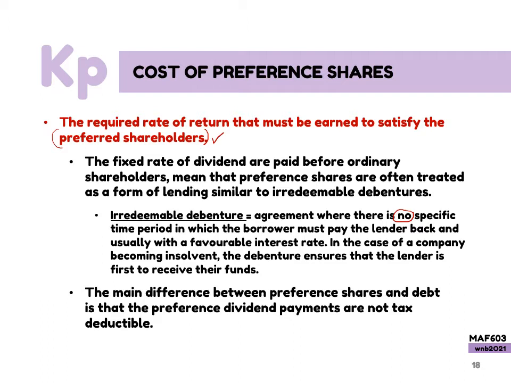Okay, so if the company has financial problems, firstly it has to pay back the debt to the bondholders. After that, they need to pay their preferred shareholders, and if there is still more left, only then will dividend be paid to the common shareholders. The only difference between preference shares and debt is that the preference dividend payment is not tax deductible as compared to debt. The interest on debt is tax deductible.